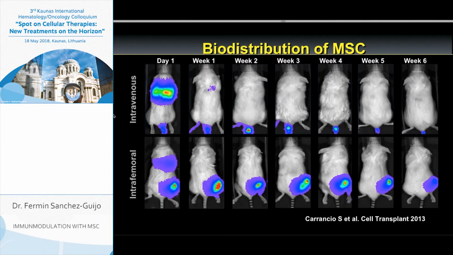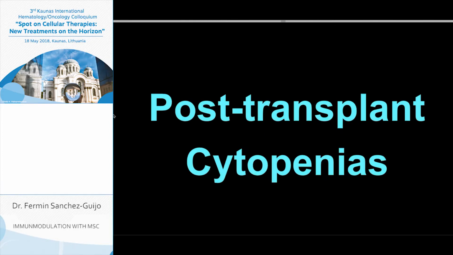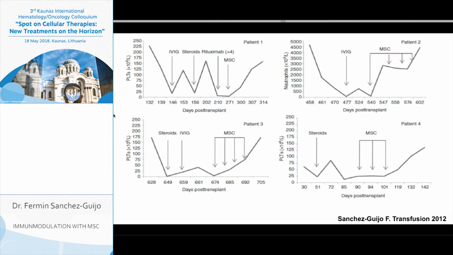So I will show you now some data we have on post-transplant cytopenias, mainly in the setting of GVHD, treated with MSCs. There are some patients that develop, maybe sometimes related to acute or chronic GVHD, post-transplant cytopenias with a complete donor bone marrow chimerism. And we treated them with standard treatment: immunoglobulins, steroids, even rituximab. But some of these patients that are refractory have been successfully treated with MSCs.